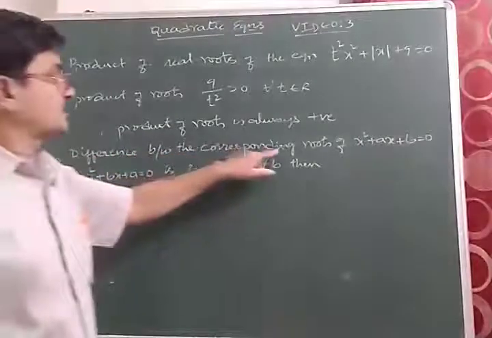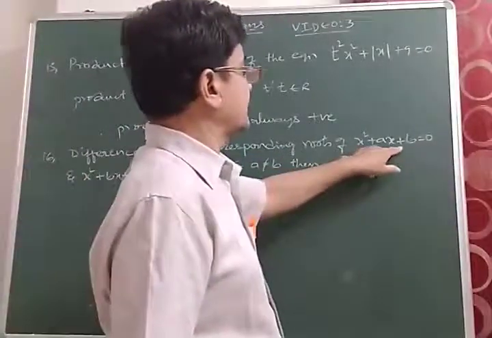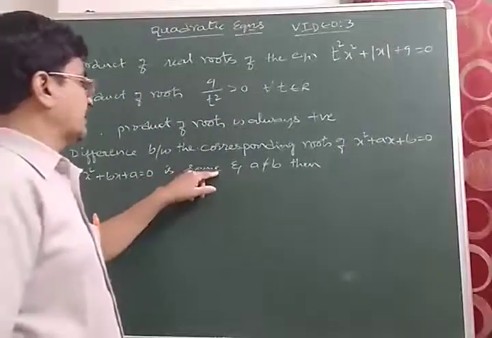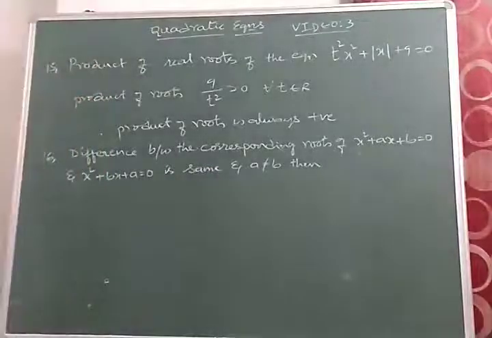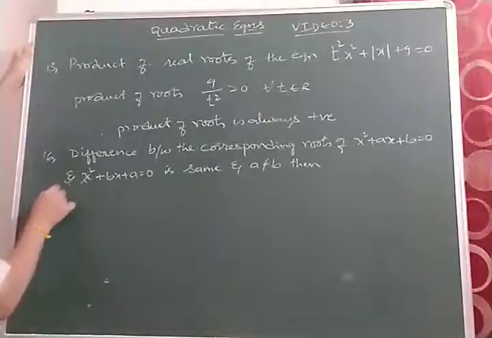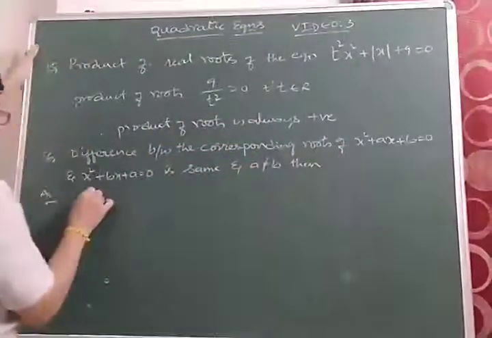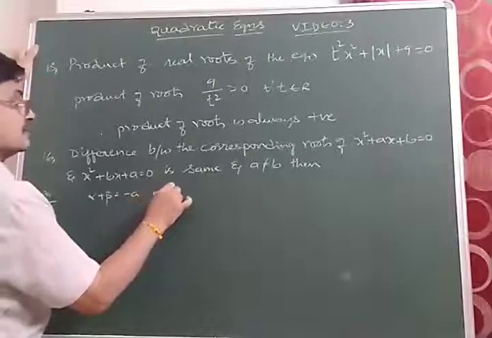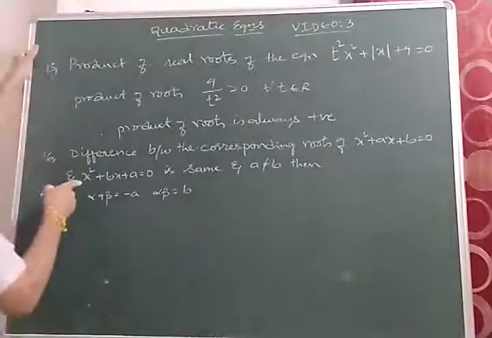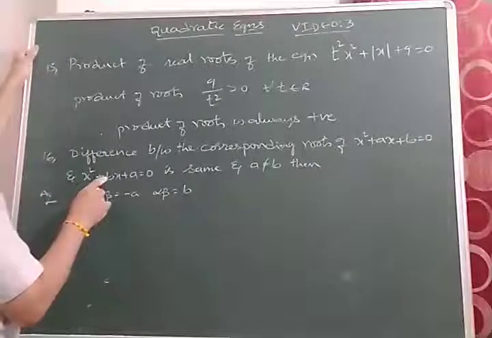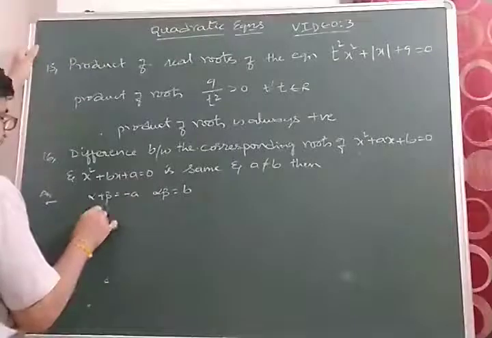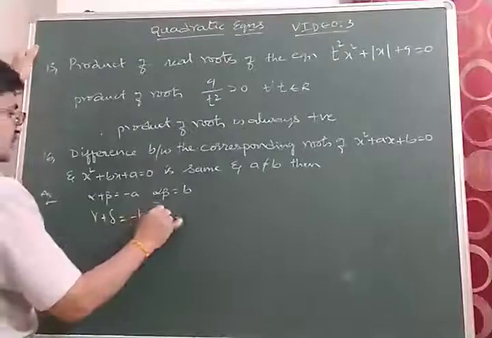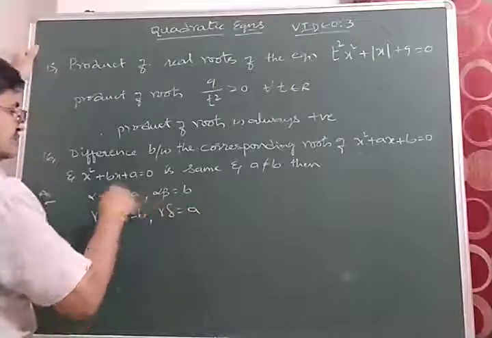The difference between the corresponding roots of x square plus ax plus b is equal to 0 and x square plus bx plus a is equal to 0 is the same, and a is not equal to b. The first equation has roots alpha and beta. Sum of the roots is minus a, and product of the roots alpha beta is equal to b. And the second equation has the roots gamma and delta. Now the sum of the roots is minus b, and the product of the roots is equal to a.